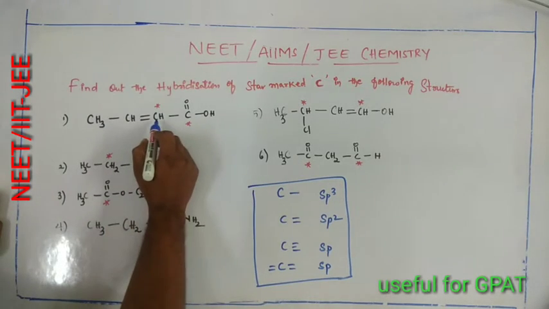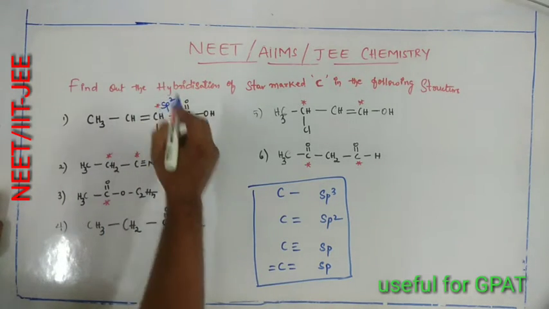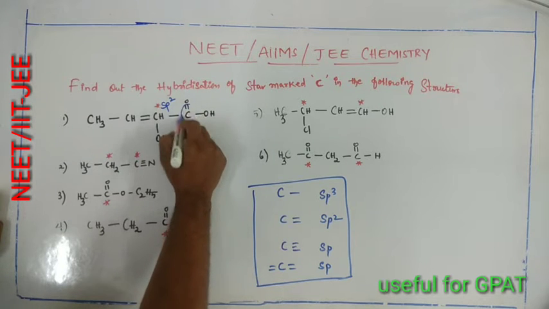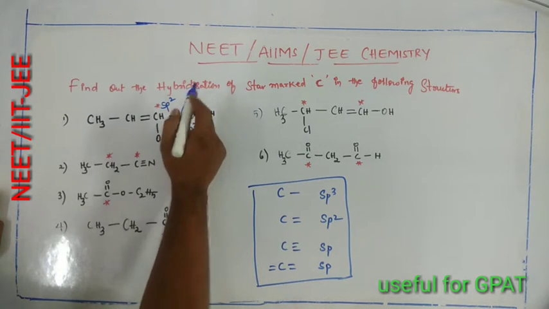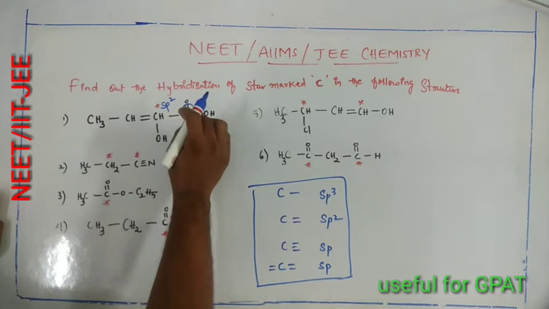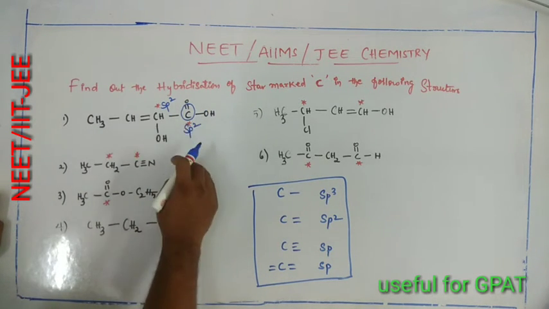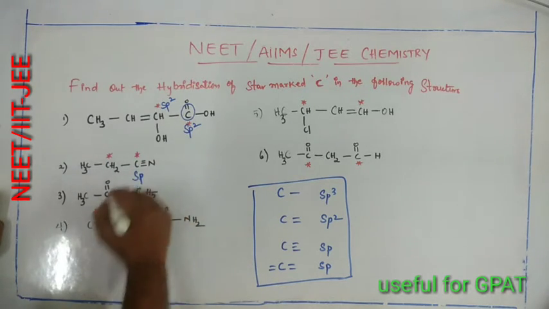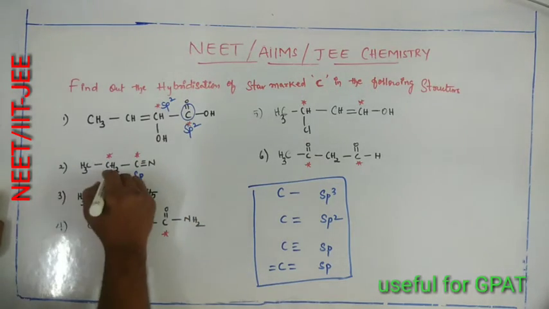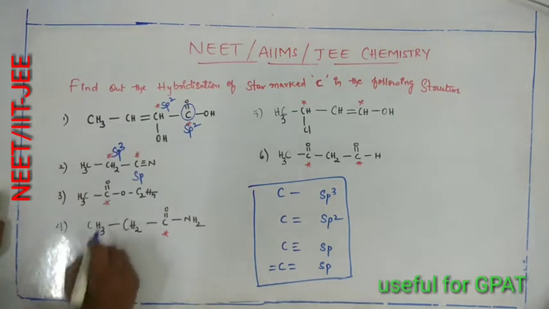Here the carbon has a double bond, so its hybridization is sp2. Here the carbon has a double bond with oxygen. It doesn't matter which atom it is bonded to; what is important is whether the carbon uses a double bond, single bond, or triple bond. Here the carbon utilizes a triple bond, so its hybridization state is sp. Here there are only single bonds, so sp3 hybridization.